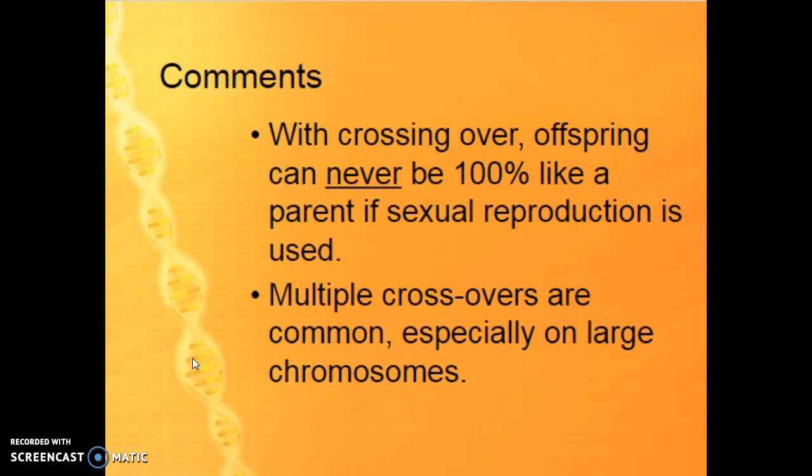So with crossing over, an offspring can never be 100% like a parent if we're using sexual reproduction. Because some of the chromosomes that I passed on to my son are partially from my dad and partially, well, let me say that a different way. Some of them are even partially from my grandpa and partially from my grandma, because my dad's chromosomes crossed over in his prophase. So then I inherit a chromosome 1 that's partially my grandma, partially my grandpa, and then it crosses over with one that's from my mom's side, and now we've got all sorts of variation.